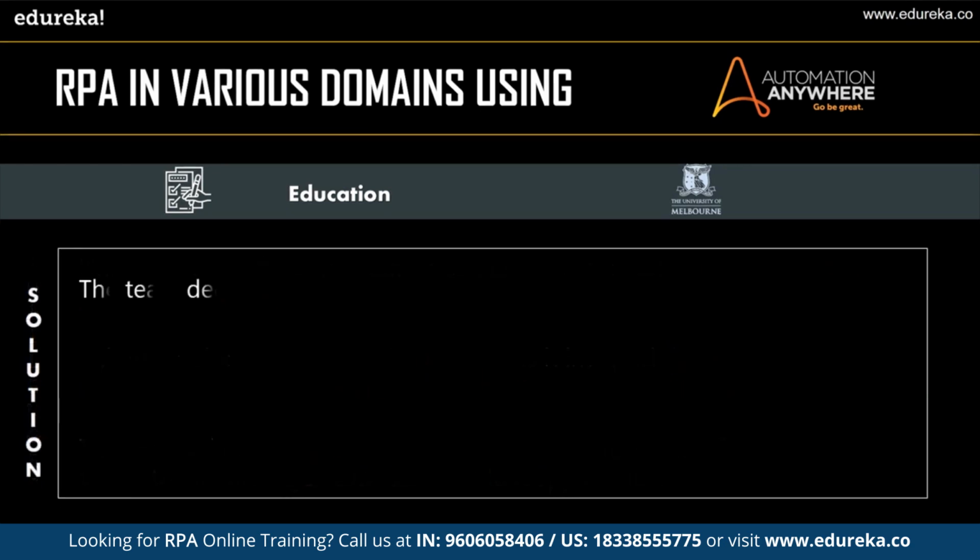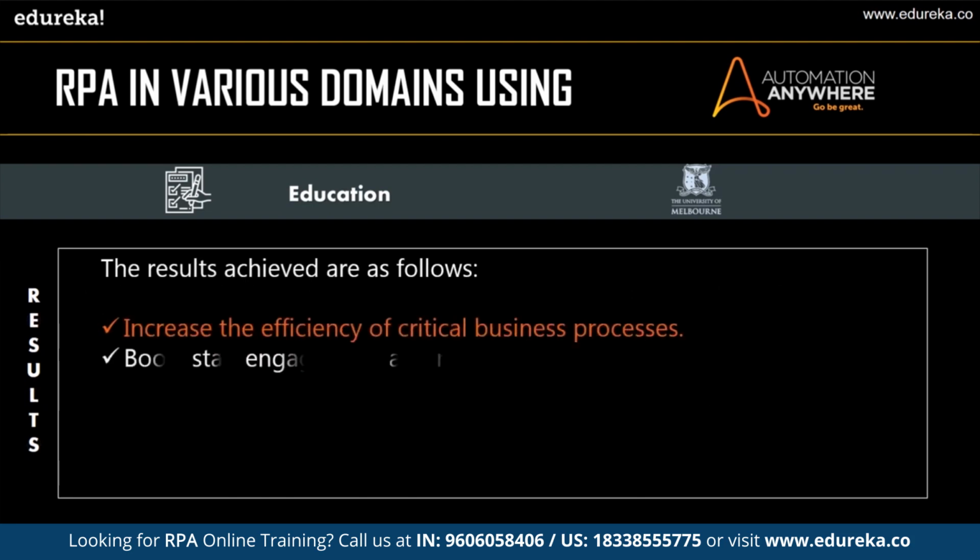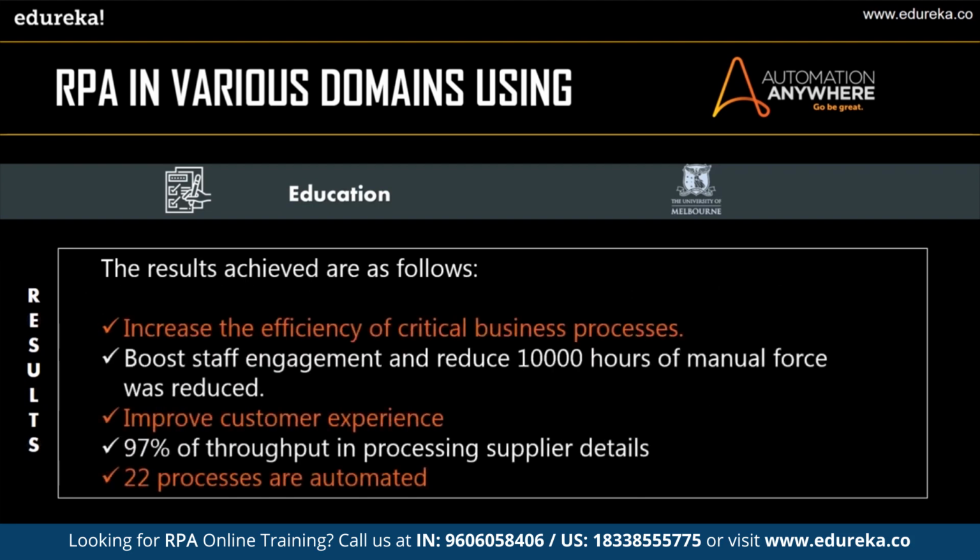So to overcome these challenges, the University of Melbourne decided to deploy bots to automate the processes of downloading individual attachments and consolidating with student results. They decided to choose Automation Anywhere to reduce manual intervention and automate processes across various departments such as faculty admissions, students admissions, and supplier tracking. All the bots deployed across all the departments would automate the data entry tasks and the attachments for new admission applications. Now, the results of University of Melbourne using Automation Anywhere are as you can see on my screen.